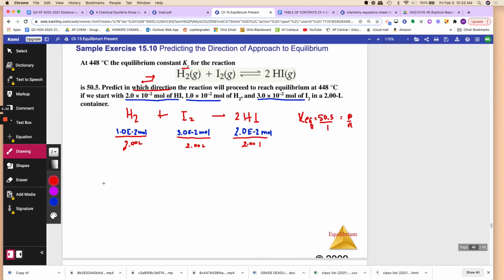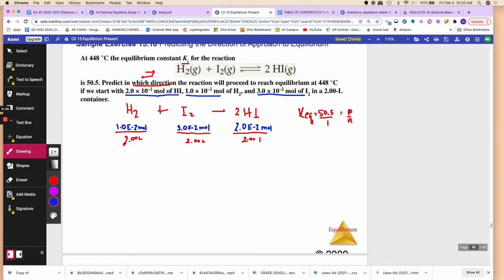Okay, so then I'm going to start. 1 divided by 2 is 0.5, so 0.5e negative 2 molar. This is my ICE box, this is initial, and I'm going to put a big M right here so it reminds me I'm at molarity, not moles. 3 divided by 2 is 1.5e negative 2, and 2 divided by 2 is 1e negative 2.